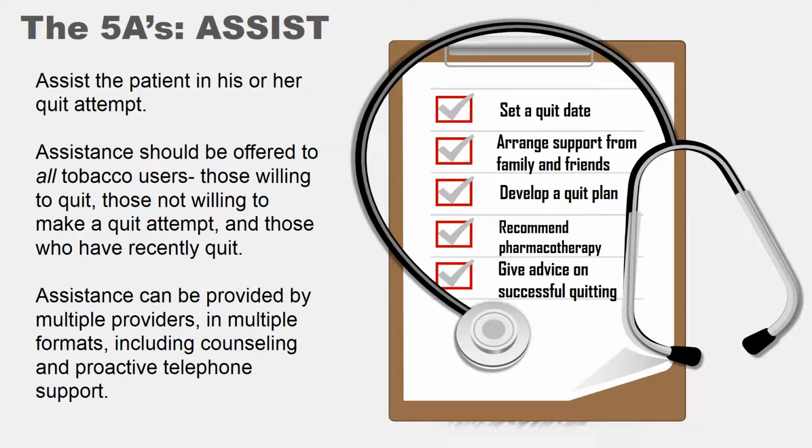The fourth step is to assist the patient in his or her quit attempt. Assisting the patient in his or her quit attempt can be done using either a brief or an intensive intervention. Research has found that the level of intensity of the intervention has a strong dose-response effect. It is important to note that assistance should be offered to all tobacco users, those willing to quit, those not willing to make a quit attempt, and those who have recently quit.